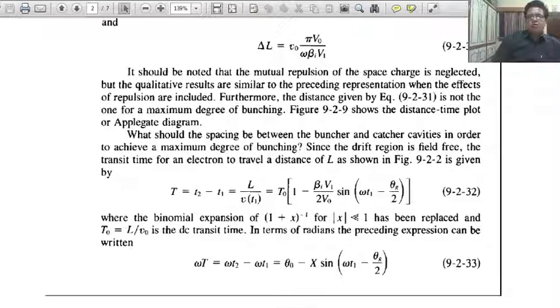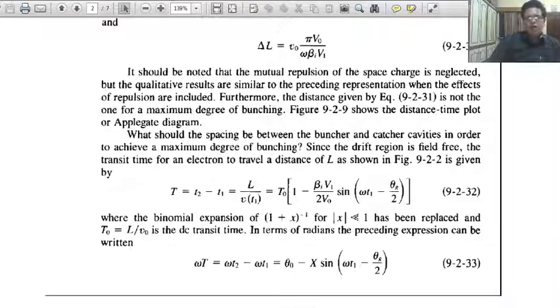Today's topic of lecture for MSc Final Physics students: we continue the topic of the bunching process in two cavity klystrons. In the last lecture, we derived this expression, delta L equal to V0 pi upon omega beta. Deriving this expression, we chose some approximations. One of those is that space charge is neglected.